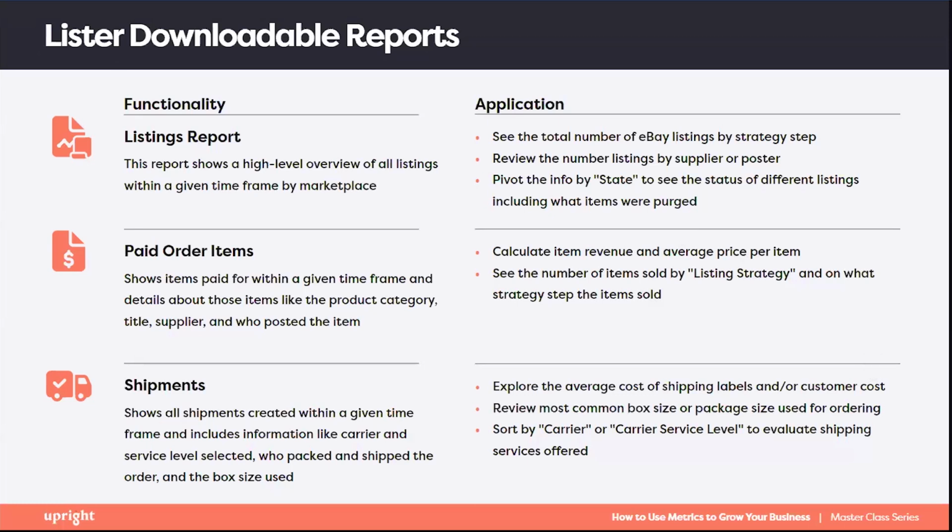There's the paid order items report, which shows what items were paid for within a given time frame, and then details about those items like the product category, title, supplier, and who posted the item. You could use this to calculate the item revenue and average price per item, which I know is huge when we talk about our e-commerce business. You also can see the number of items sold by listing strategy and on what strategy step the items sold.